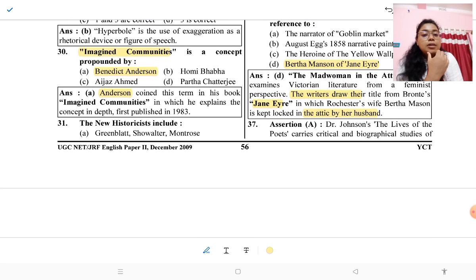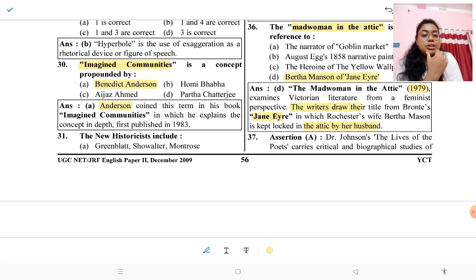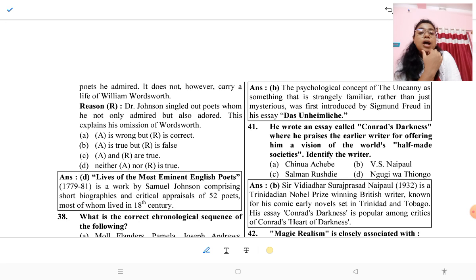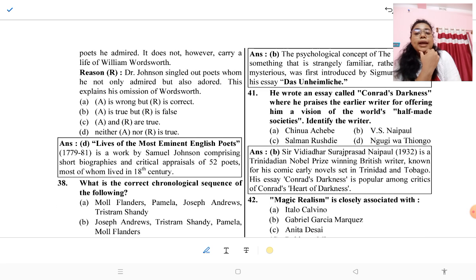Then the next is an assertion and reasoning question. Assertion: Dr. Johnson's The Lives of the Poets carries critical and biographical studies of poets he admired, and it does not, however, carry a life of William Wordsworth. Reason: Dr. Johnson singled out poets whom he not only admired but also adored. So neither A nor R is true.